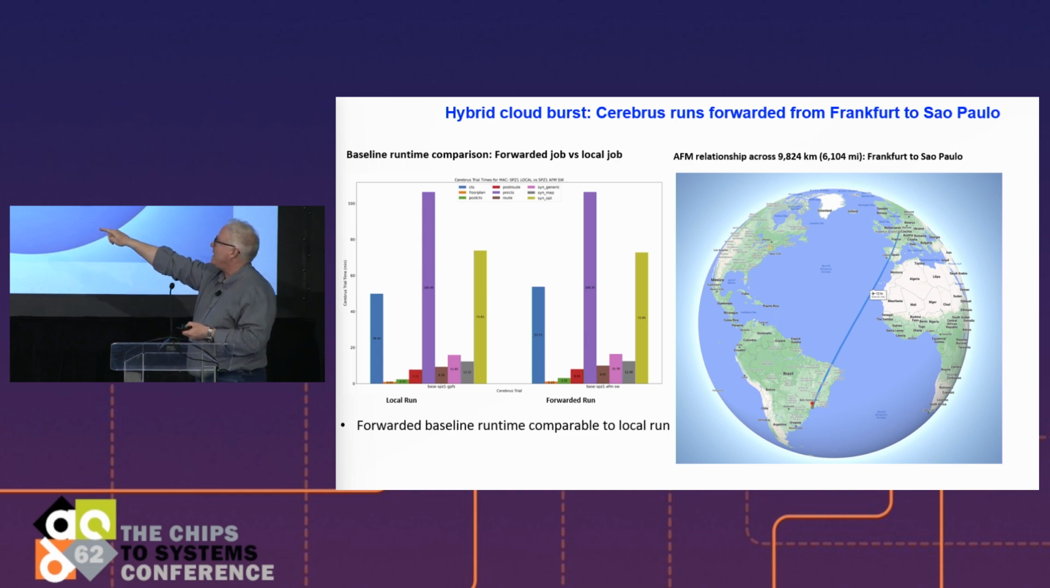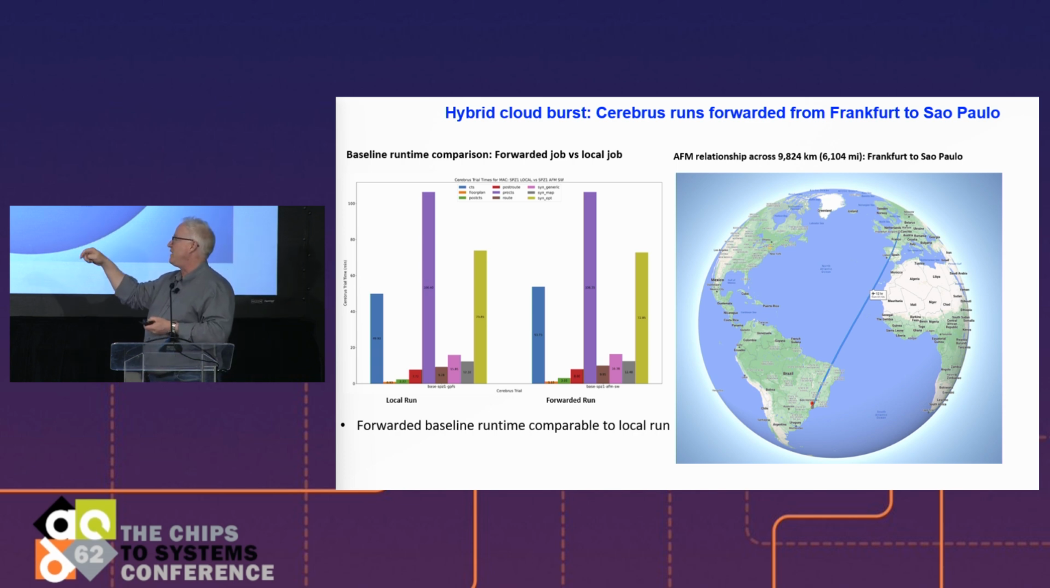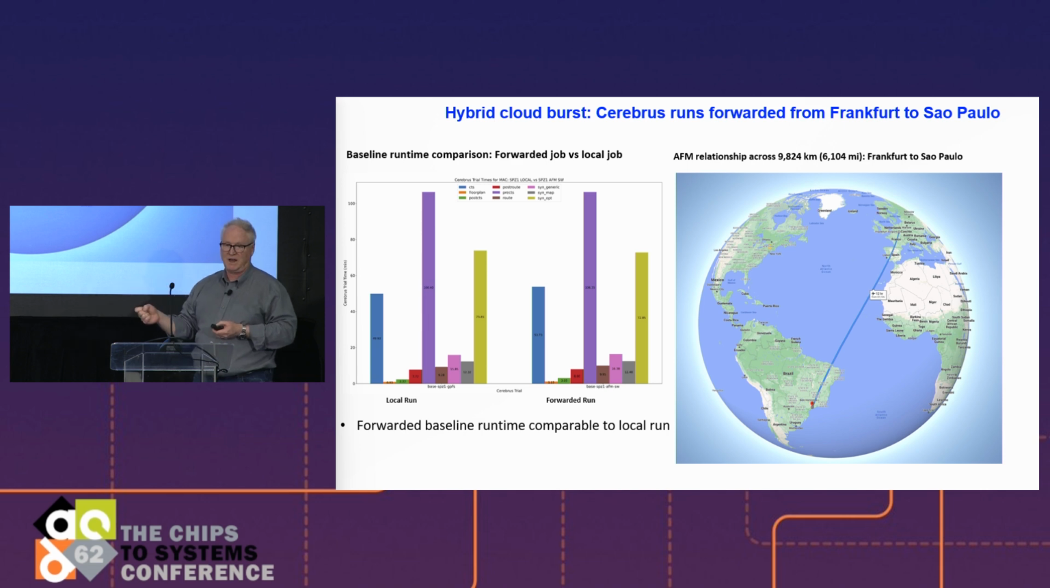On the left-hand side here is a bar graph comparison. On the left-hand side is the job run in local GPFS. Each bar represents the runtime that each step took. And on the right-hand side is the forwarded job that's running in the AFMQ. So there was no input data in Sao Paulo. It all got pulled, started running.